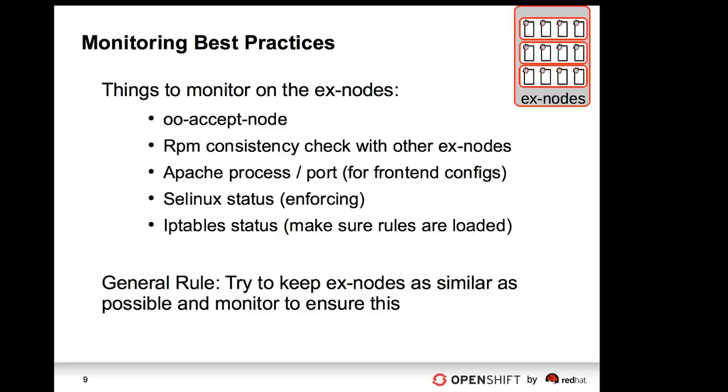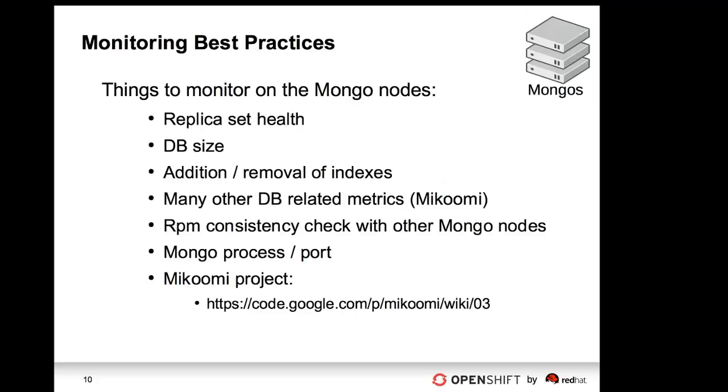So, all right. The next thing that we want to talk about is how to monitor the Mongo nodes. So what we do is we monitor the replica set health, we monitor the database size, the addition and removal of indexes. The addition and removal of indexes is actually extremely important because if you don't have the indexes that you're supposed to have, you won't get the performance out of Mongo that you expect.